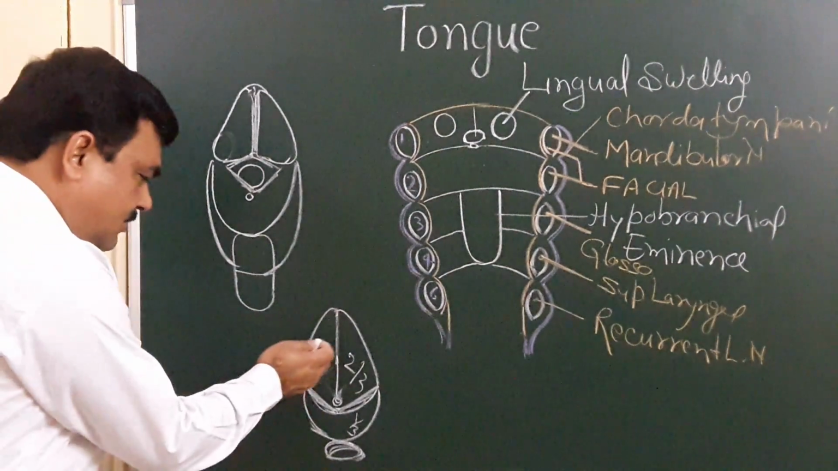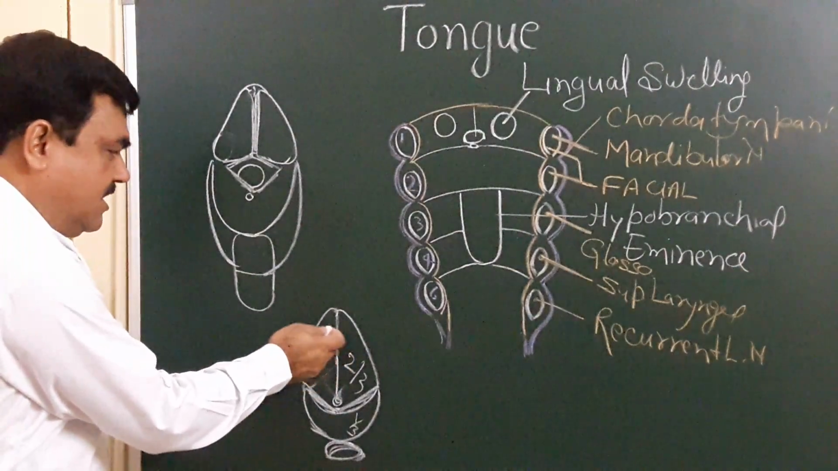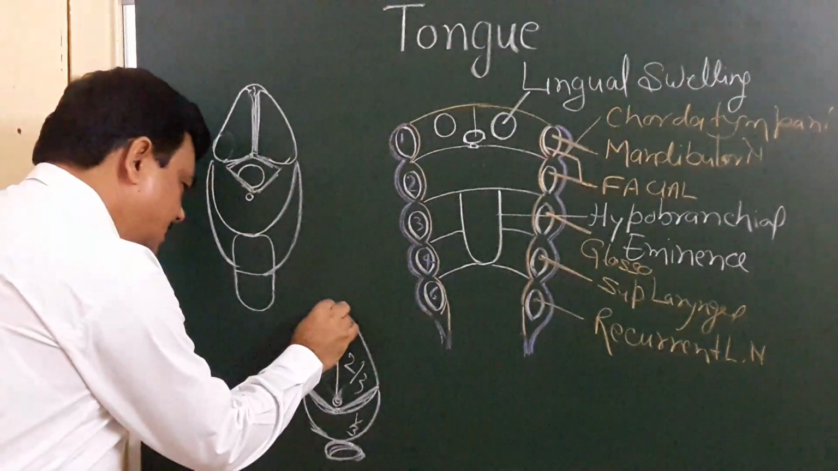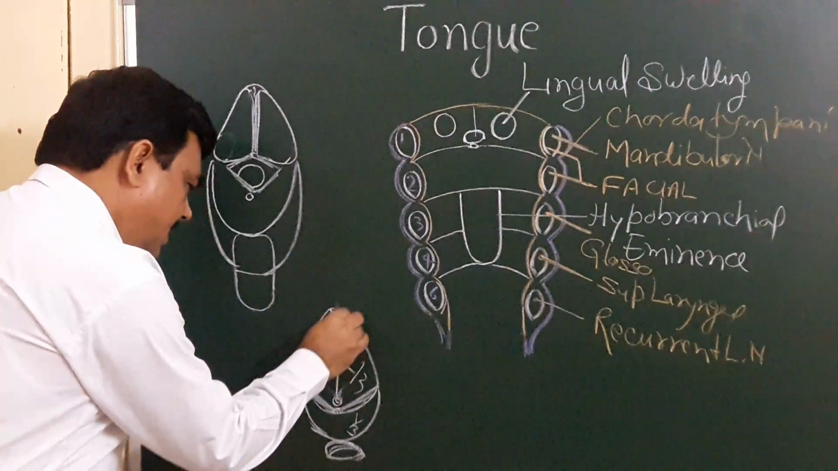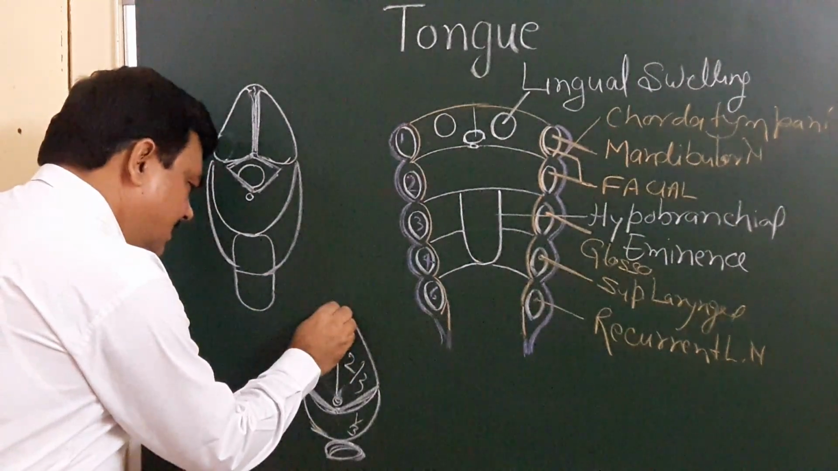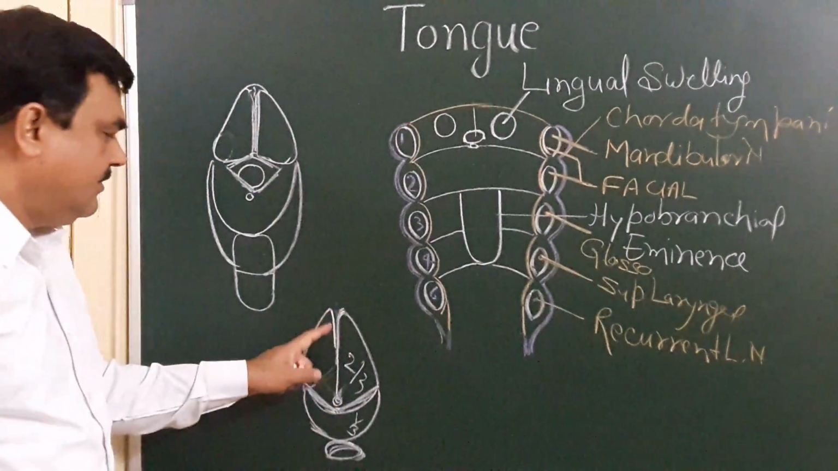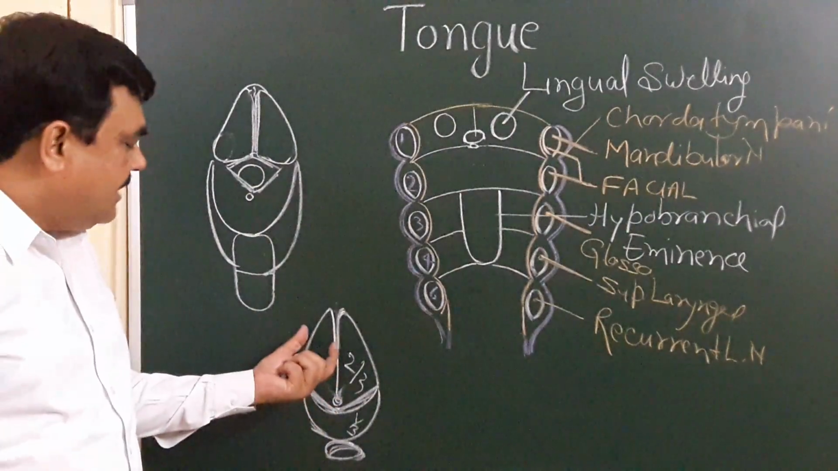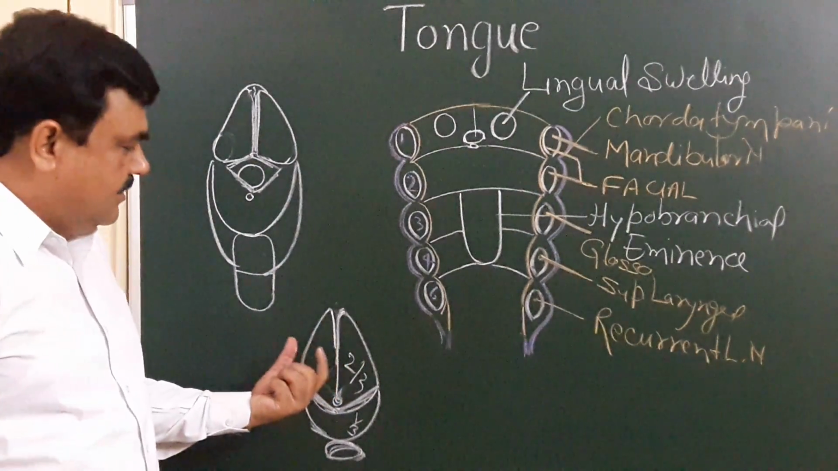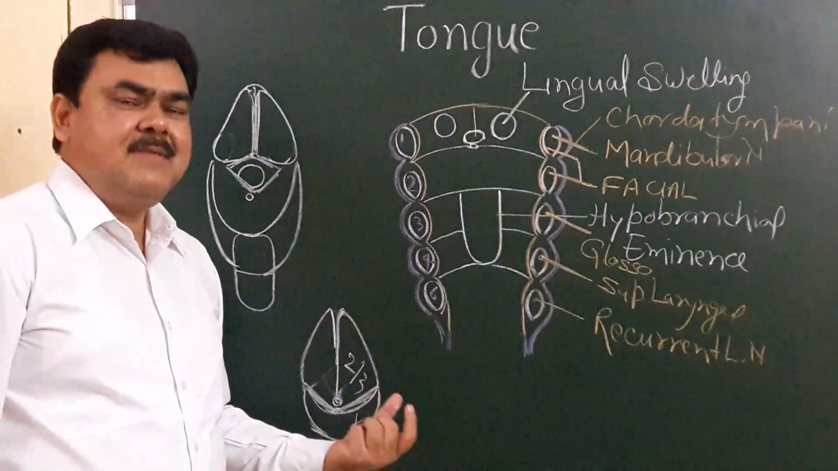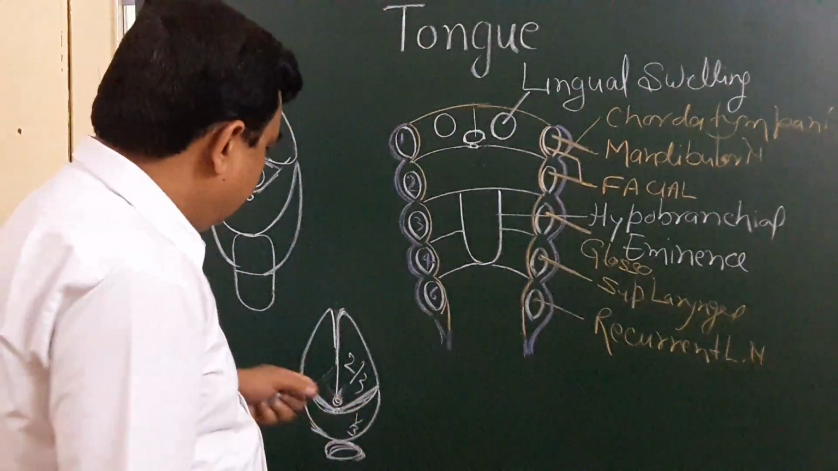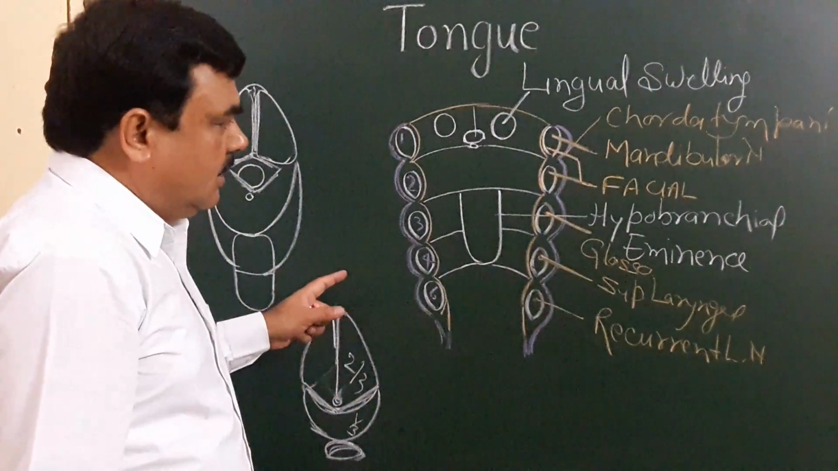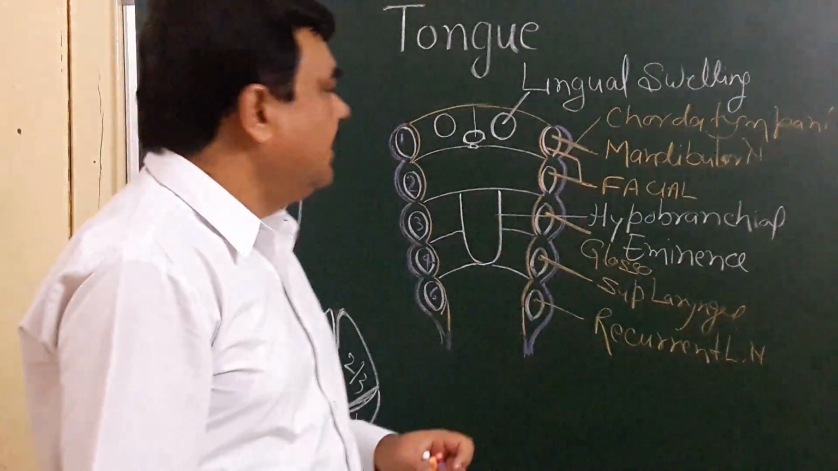Sometimes these two lingual swellings do not join with each other. Then the tongue becomes a bifid tongue. So these are some clinical importance. Sometimes the tongue is very large, sometimes very small. So there are many variations. There is tongue tie also. So this is all about the development of the tongue.